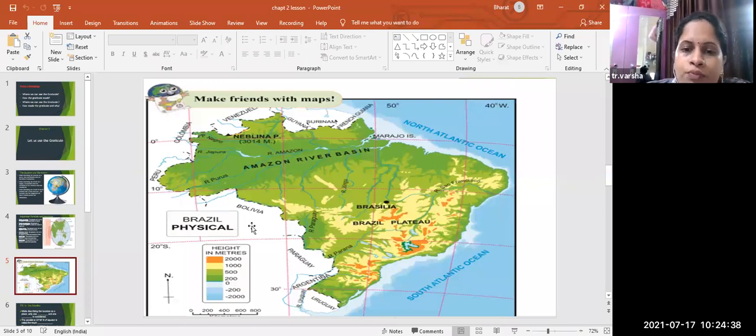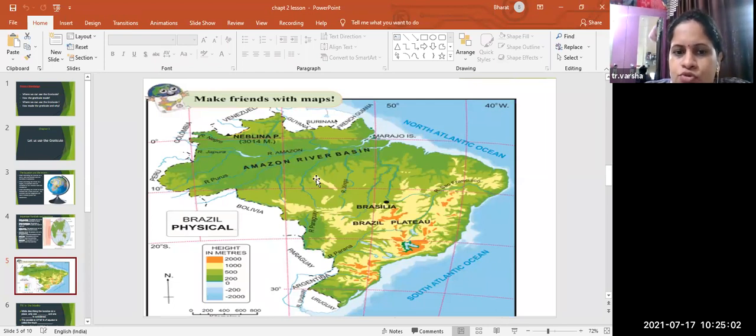Okay, now how do we have to read? Here you can see all the degrees are written: 10 degrees south, 20 degrees south, and the direction is also marked here. North, south, east, west. Here we can see the plateau and the rivers of Brazil, right?